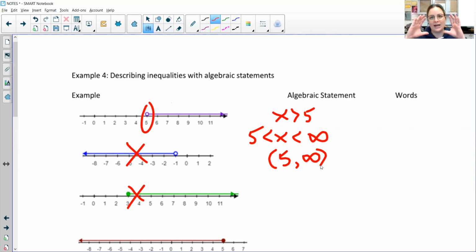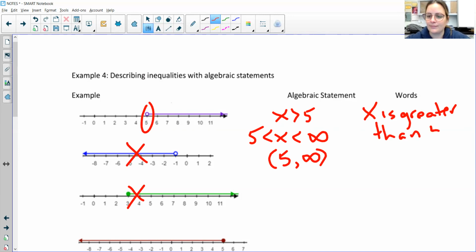So we use curved brackets for is not equal to, and square brackets for when it is equal to, and I'll give you an example of that later. So how you would say this with words is x is greater than 5. That means anything greater than 5 is a possible solution. And again, you can represent it in any of these 3 ways. I will accept all 3. That last way, though, is what you're going to need to use if you continue on with your math learning.